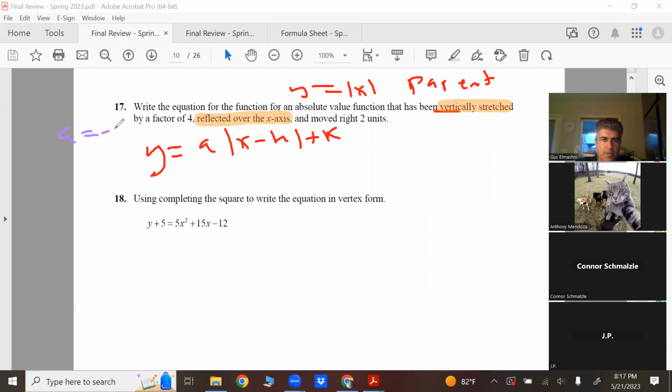So a is negative 4. And moving right 2 units, h is 2. You didn't move vertically up or down, so k is 0. So y equals negative 4 times the absolute value of x minus 2, and that's that.